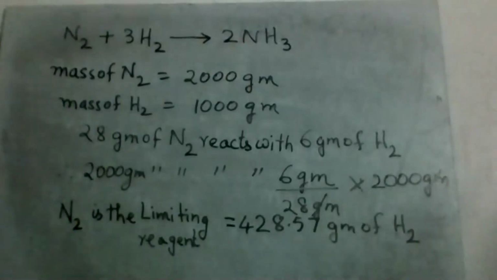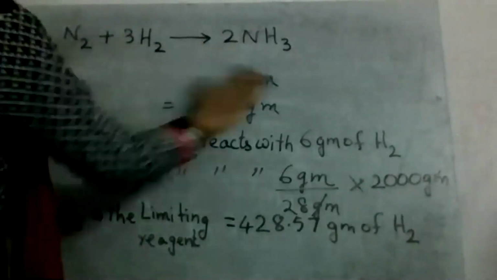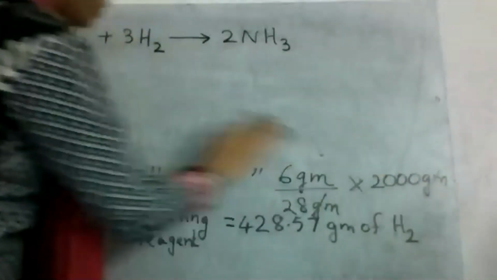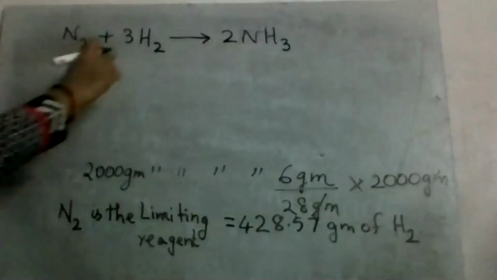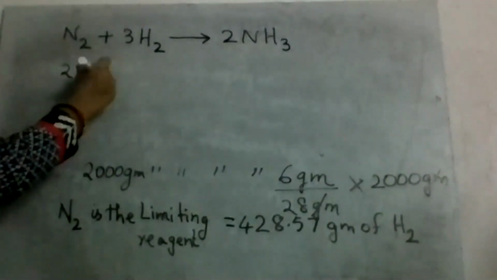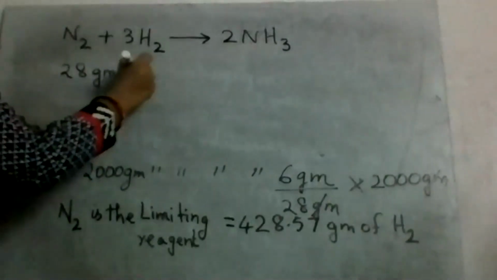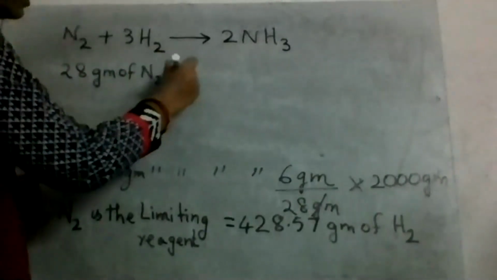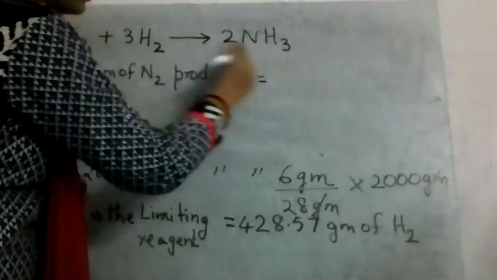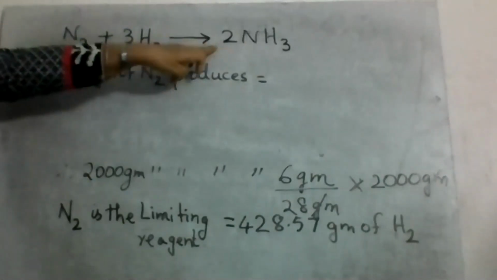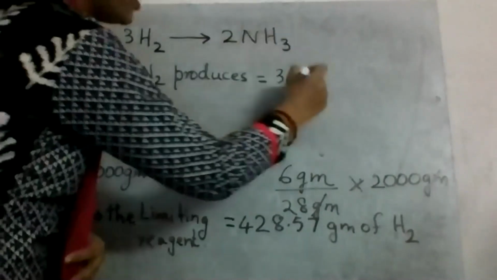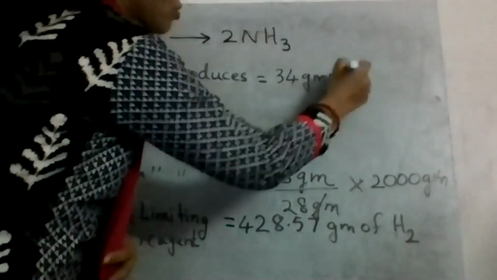So I'll show you here how many grams of ammonia will be formed. Since nitrogen is the limiting reagent, we'll proceed with nitrogen. That is, 28 grams of nitrogen produces how many grams of ammonia? 34 grams of ammonia, 2 into 17. 34 grams of ammonia.